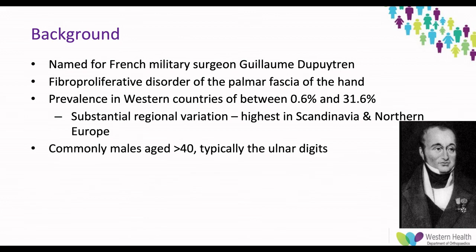palm and digits. Contraction of the cords over time can cause fixed flexion contracture at the metacarpophalangeal joints, or the MCP joints, and the proximal interphalangeal joints, or the PIP joints, that limits the function of the affected digits. The prevalence in Western countries is between 0.6 and 31.6%. There is substantial regional variation, the highest in Scandinavia and Northern Europe. It's commonly found in males aged above 40 and typically in the ulnar digits.